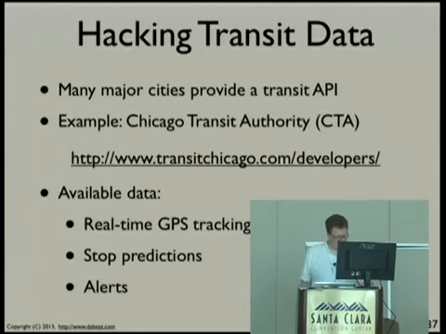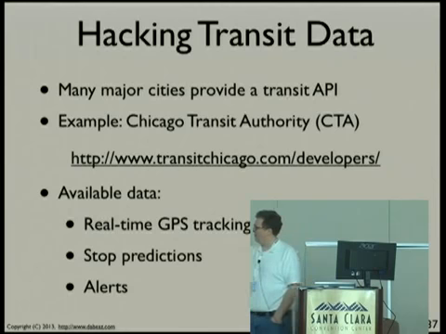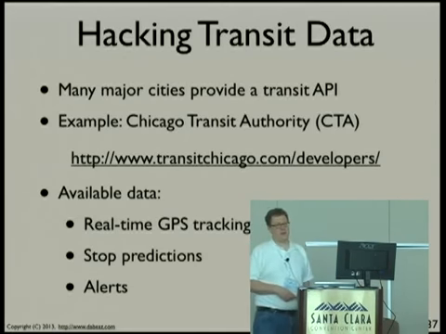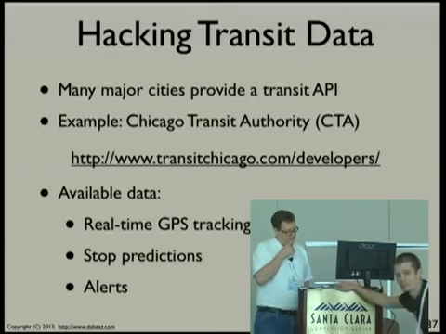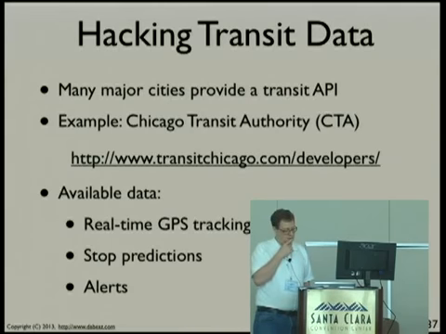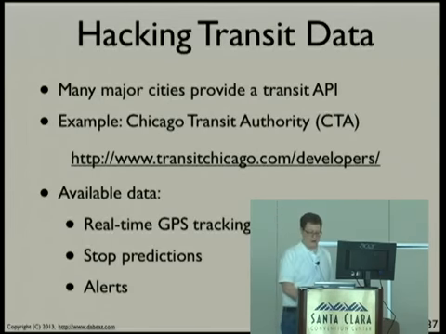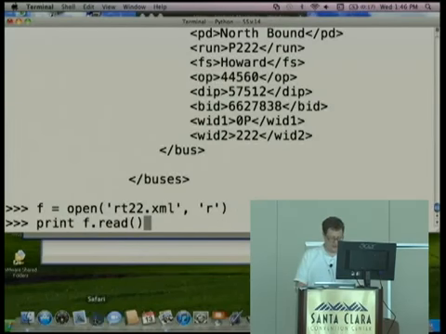It turns out that most cities out there, at least the big ones, are publishing APIs for their transit systems. This includes things like the bus system, subways, trains, that sort of stuff. The thing that we just looked at is basically from the Chicago Transit Authority. They actually have a website for developers. If you go to this website, transitchicago.com developers, actually, let's go ahead and do that.